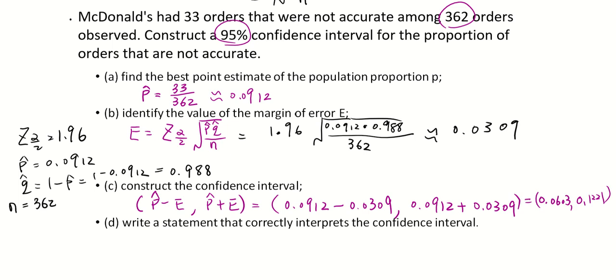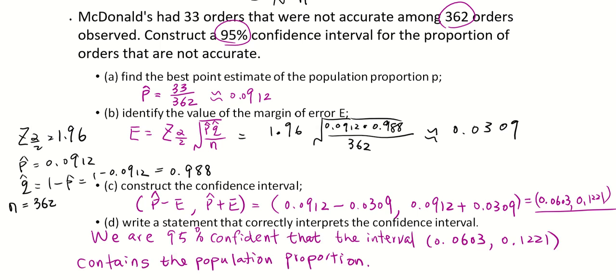So the confidence interval is between these two values, greater than 0.0603 and less than 0.1221. D, write a statement that correctly interprets the confidence interval. We can say that we're 95% confident that the interval we just calculated contains the population proportion, which is the population proportion of orders that are not accurate at McDonald's.